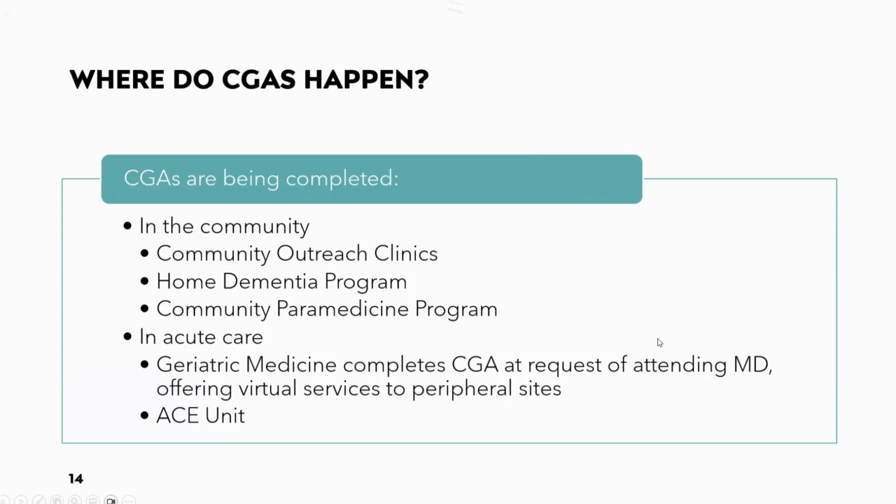So where do CGAs happen? In our province, community outreach clinics, the home dementia program does start with a comprehensive geriatric assessment of your patient. The community paramedicine program is a new program that is not launched province-wide yet, but exists in eastern and western zones. It's a program that is paired in part with the geriatric program, but also has partnerships with palliative care, with the emergency department, and with the IV infusion program.